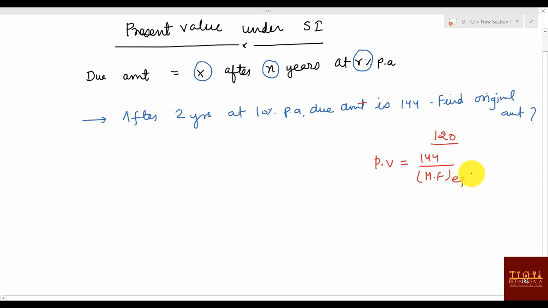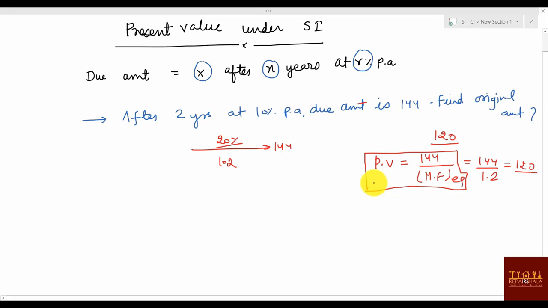How? Let me tell you. This is 20% and here 144 is there. So 20% is given, which means the multiplying factor is 1.2. Divide 144 by 1.2. What will you be getting? 120. So present value will be the due amount divided by the multiplying factor equivalent. Same calculation is there. If you remember the formula, that is fine, or if you remember the logic, that is also fine. Why am I telling the formula? So that you don't say, sir, you don't know the formula. I know the formula, but I prefer not to follow the formula.